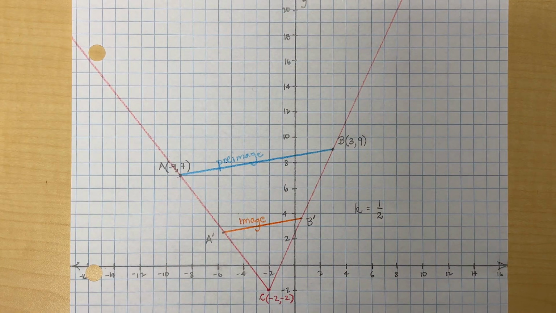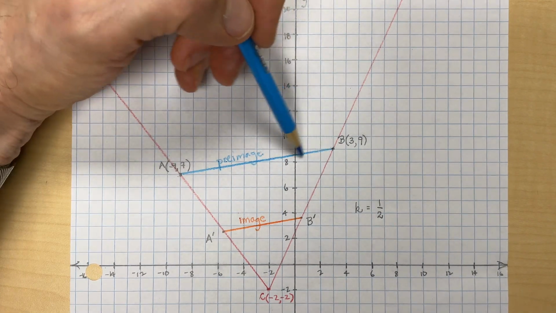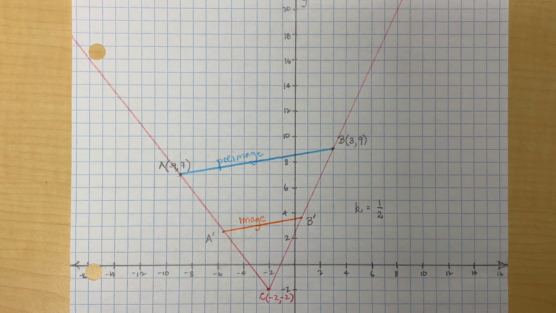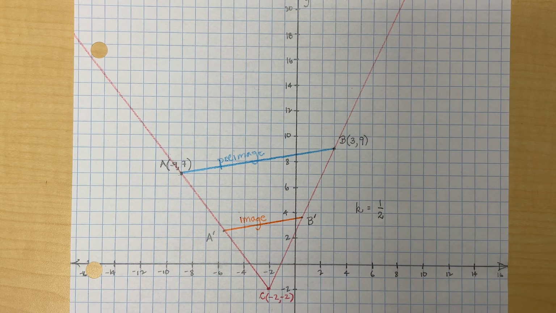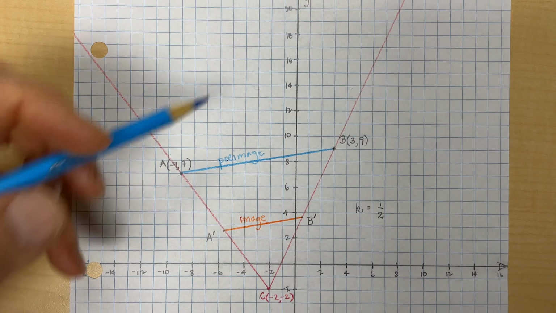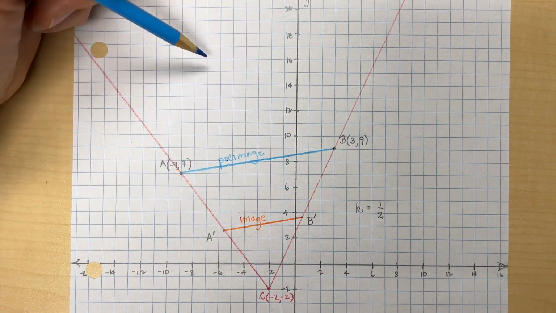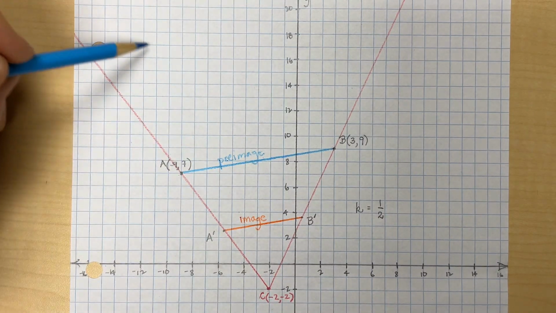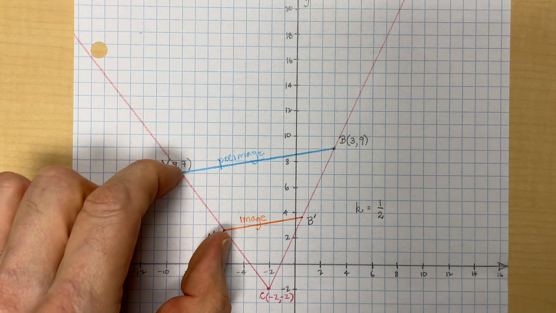One thing that I want you to see is that if we're looking at the image and the pre-image, notice that the pre-image and the image are parallel lines. They have to be. So if you're ever doing a dilation and you get an image or a pre-image that doesn't look parallel, you know you've done something wrong. So as we move closer to the center, the image gets smaller. As we move farther away from the pre-image out from the center, it gets larger, and the two lines have to be parallel.